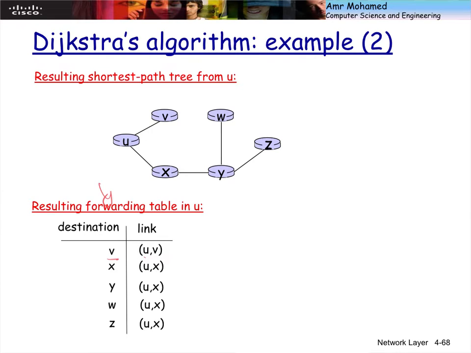So if I need to go to V, I need to go directly from U to V. If I need to go to X, I need to go directly from U to X. Otherwise, I need to always go through X. So all the other nodes, I need to go to X. So X will be the next hop for all the other nodes except V. Okay?